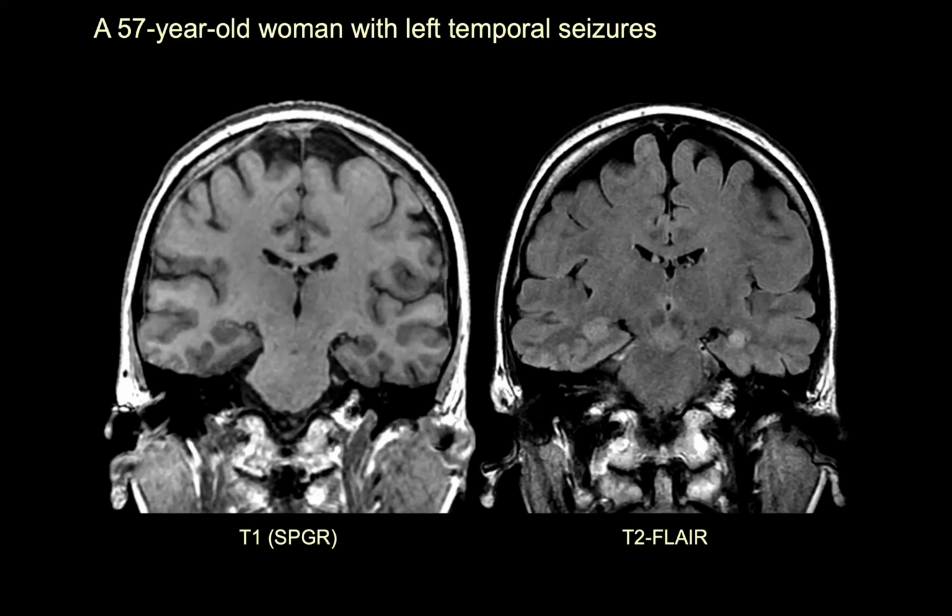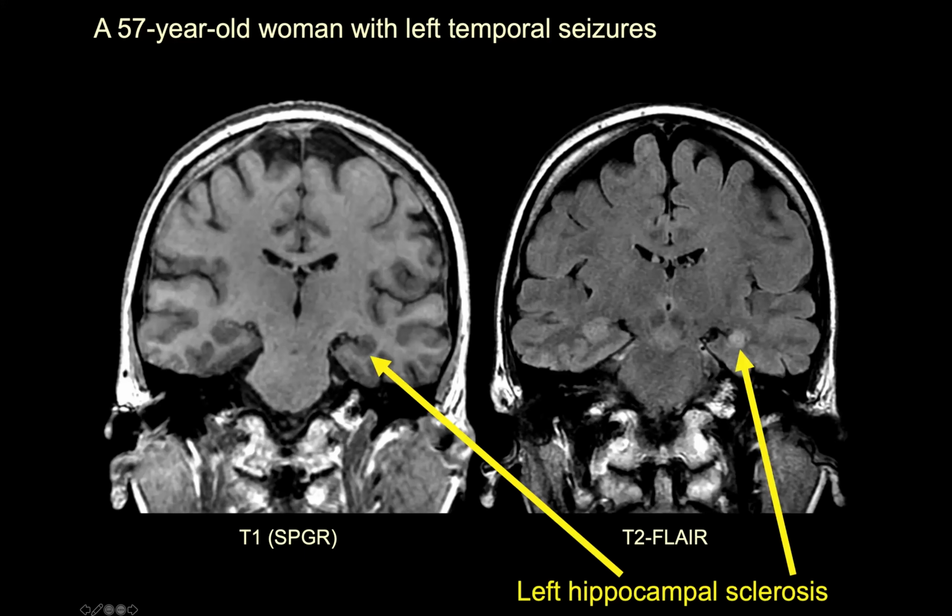And what we can see here is an abnormality that's focal and involving the medial part of the left temporal lobe. I've even put some arrows here that show the characteristic features of left hippocampal sclerosis. On the T1 image, we're talking about a structural shrinking, a smallness of the left hippocampus compared to the more normal-looking one on the right side.